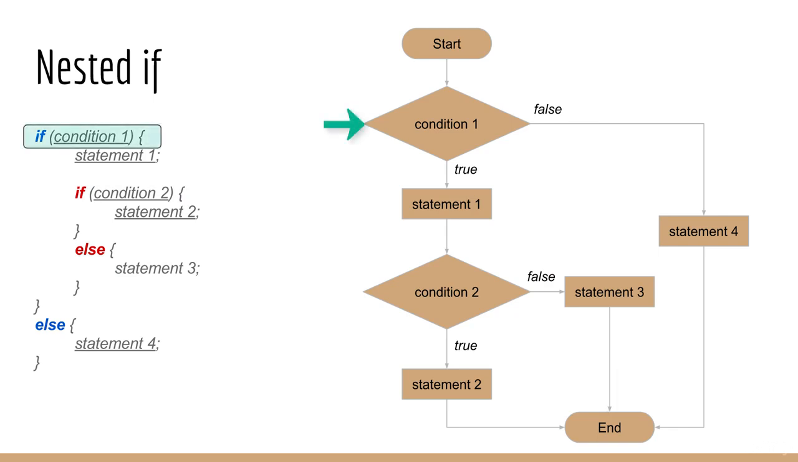Now let's go back to condition 1. When it is false, it executes statement 4 and then goes to the end terminal. This flowchart looks cool to me, doesn't it?